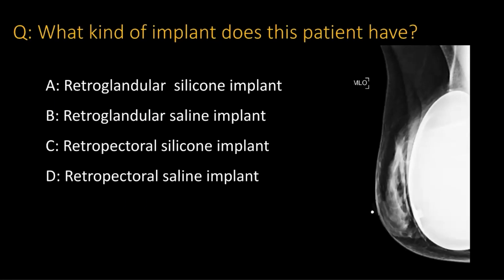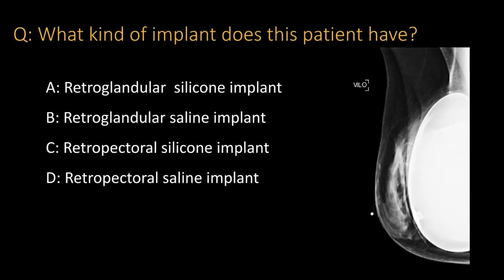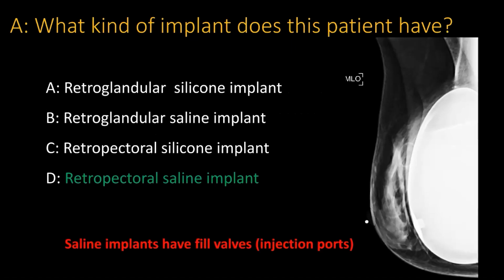Another question. What kind of implant does this patient have based on this envelope view? All right, let's see your answer. Okay, it's everywhere. Let's review it. The correct answer is D.